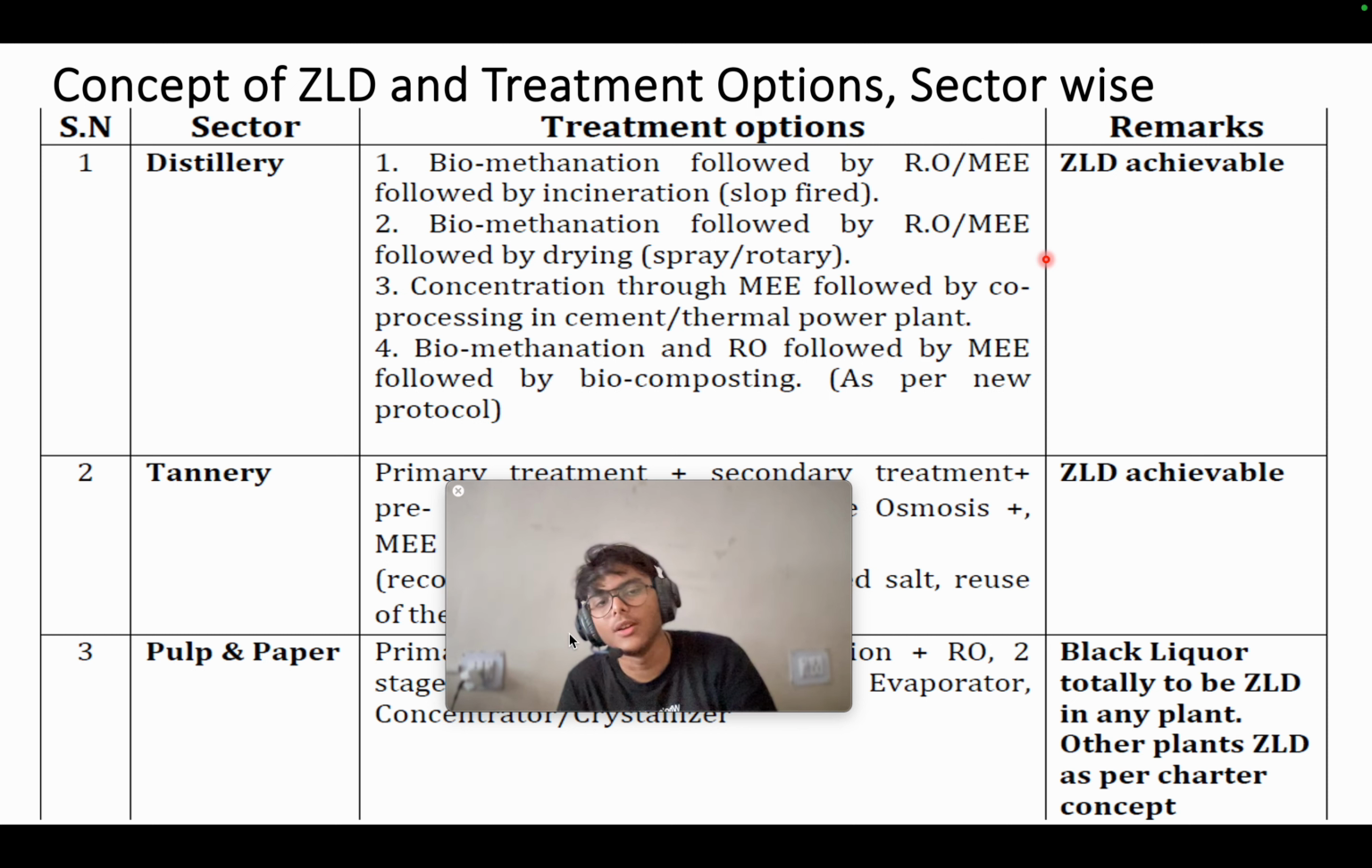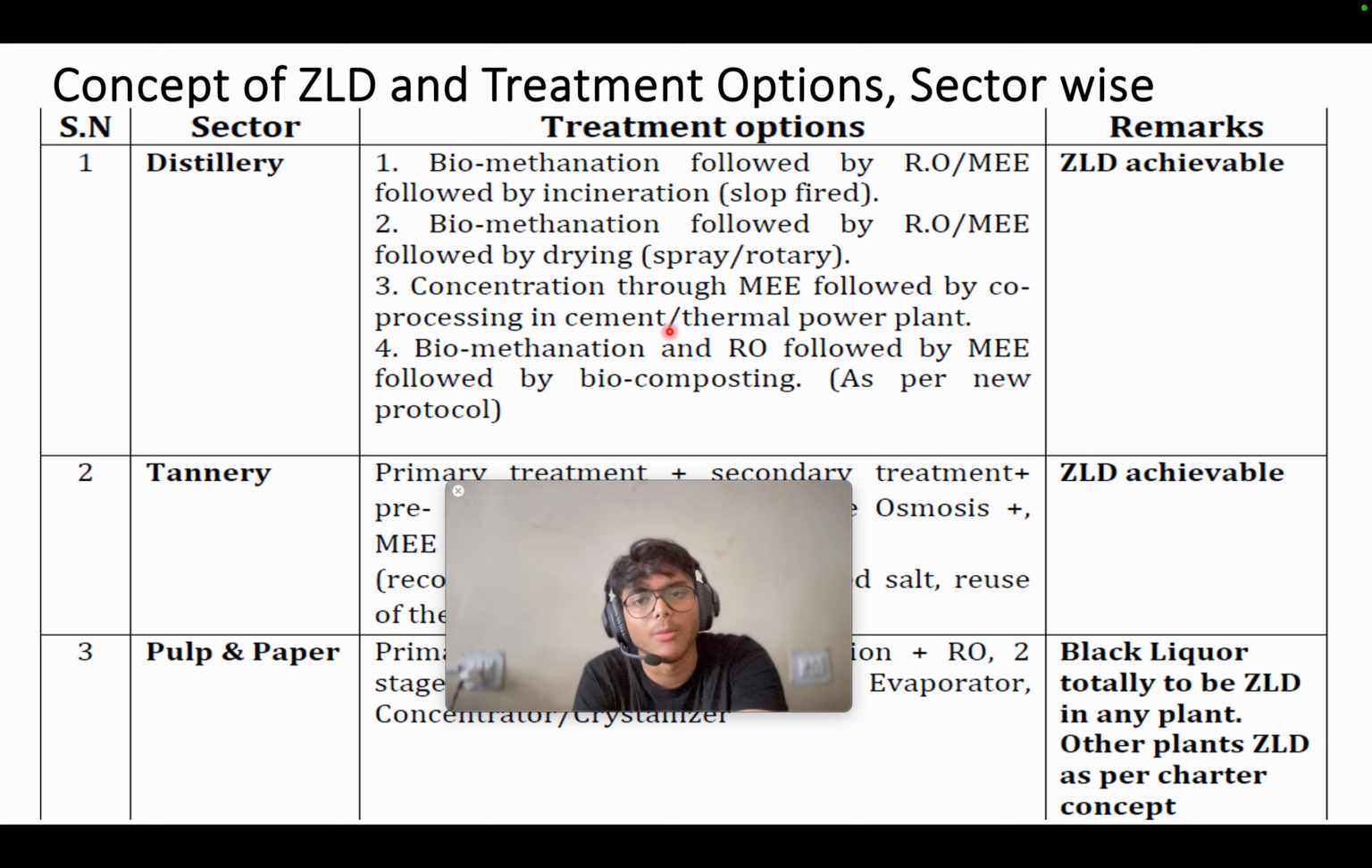So we are going to see here a total of 9 sectors. The first sector is distillery. In the distillery, the first thing is biomethanation, followed by RO, that is reverse osmosis, and ME, as I told, followed by incineration or slop fired. Biomethanation followed by RO or ME, followed by drying, that is spray or rotary. Concentration through ME, followed by core processing instruments or thermal plants, power plants.